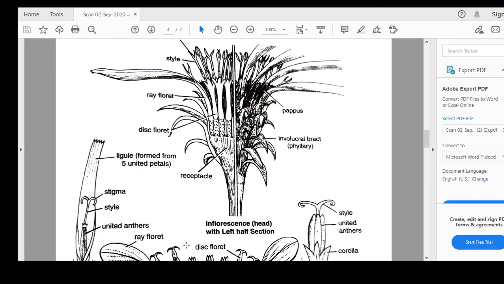Here we can see the inflorescence, head. This is the involucral bract, leafy. These are ray florets, which are ligulate, with this stigma. These are ray florets and these are disc florets. These are pappus, modified calyx. And this is the receptacle. This is the bifid stigma.